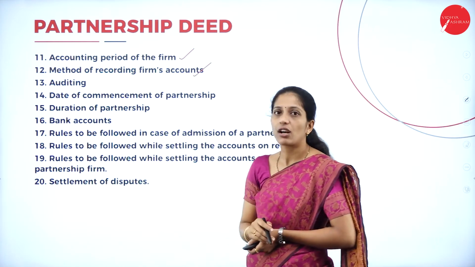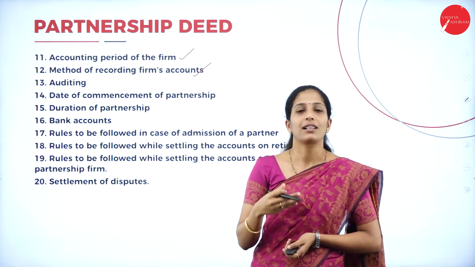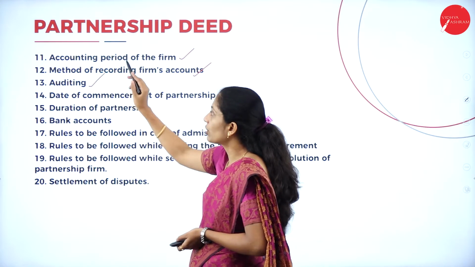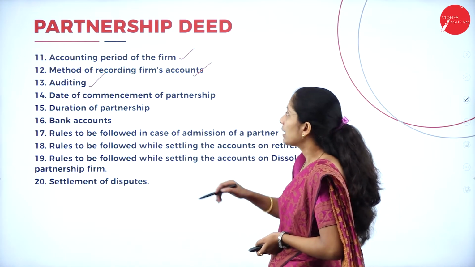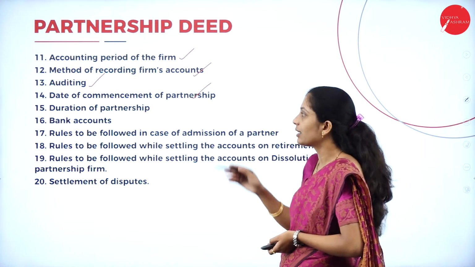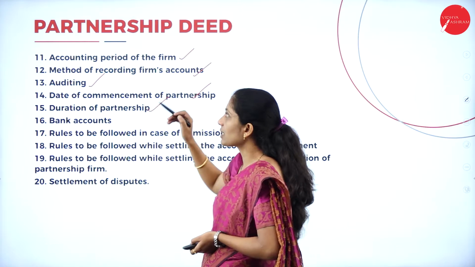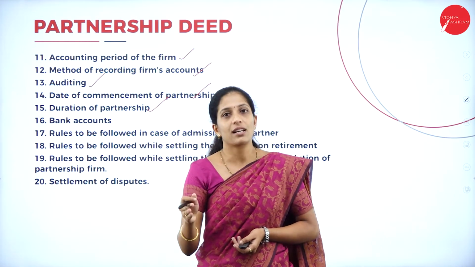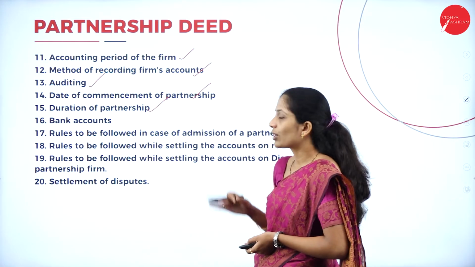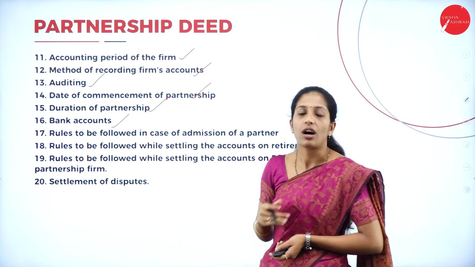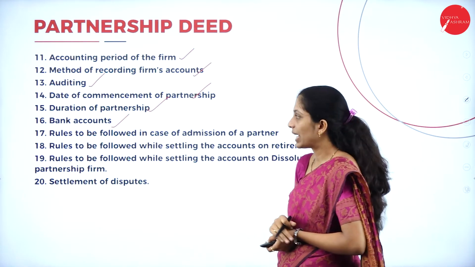Next, method of recording the firm's accounts. In which method are they maintaining the firm's accounts? Next, auditing: how the auditing is being conducted. Date of commencement of partnership: when did the partnership start? Duration of partnership: what is the total duration of the partnership? It may be 10 years, 20 years or 5 years. That duration has to be mentioned. Next, bank accounts: how they are going to maintain their bank accounts.